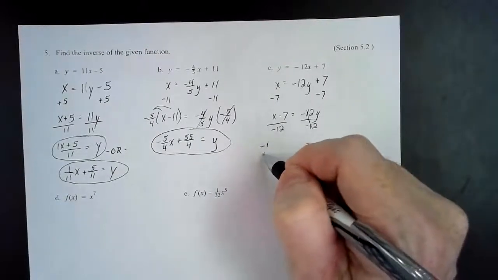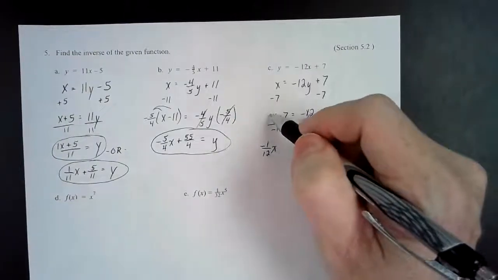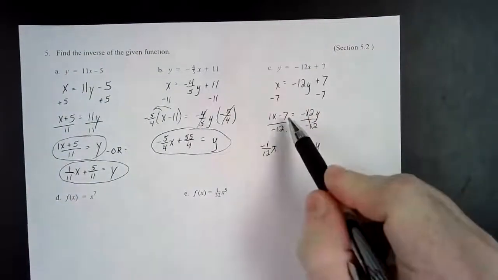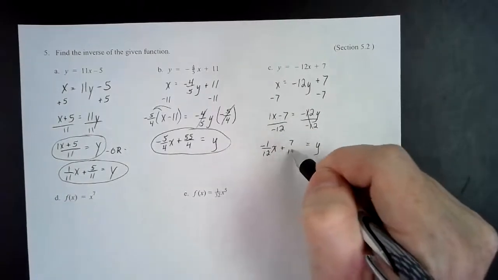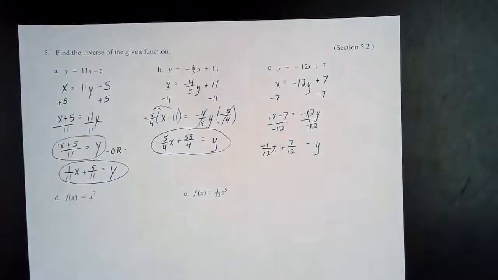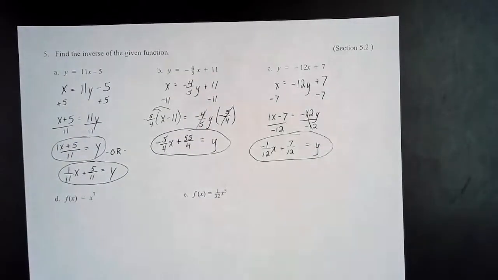So negative 1/12, doesn't matter where you put the negative. The x is next to it. Remember, there's a 1 there. And now negative 7 over negative 12 will be positive 7/12. Negative divided by a negative is positive. And that is the final answer there.